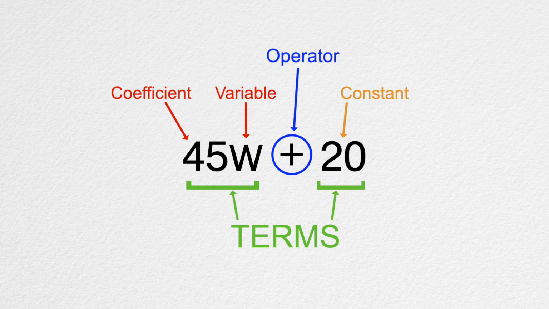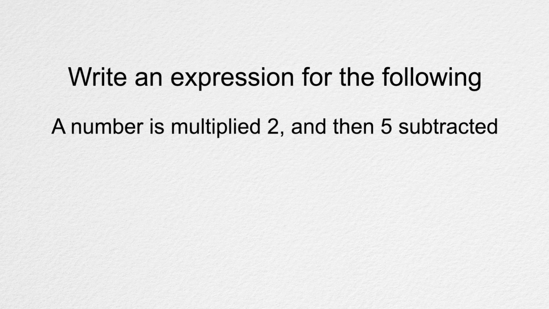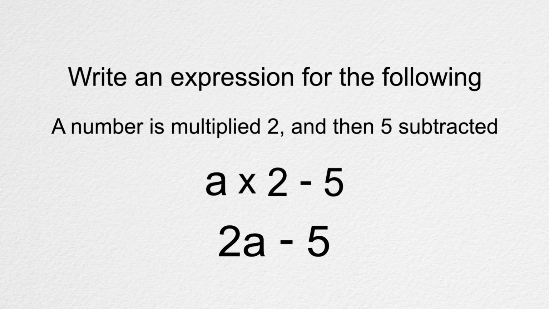Now we can take this idea forward. So for example, write an expression for the following. A number is multiplied by 2, and then 5 is subtracted. So we use a letter for the unknown number. Let's use the letter A. So we have A multiplied by 2 subtract 5, which we can write as 2A subtract 5.